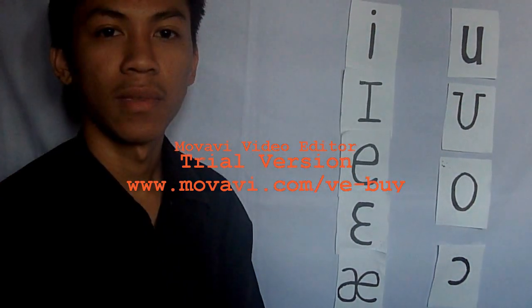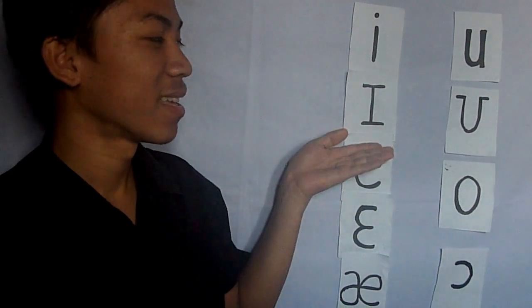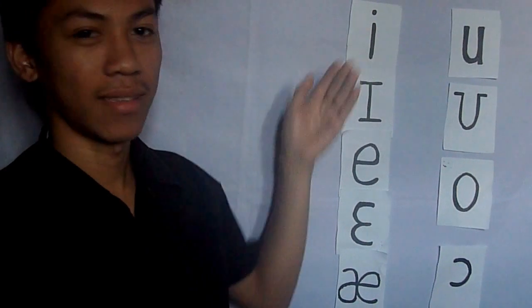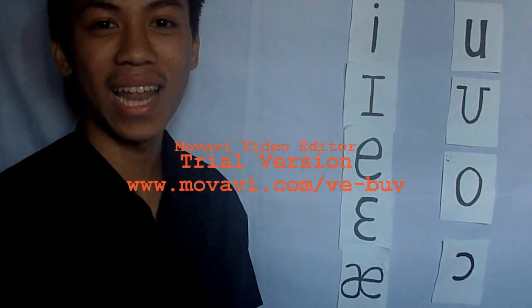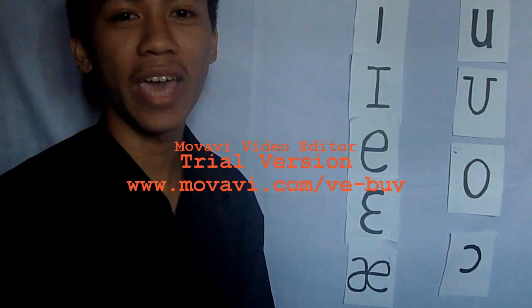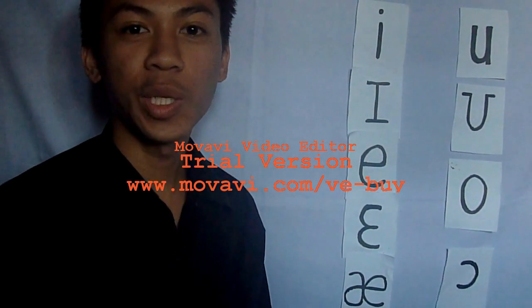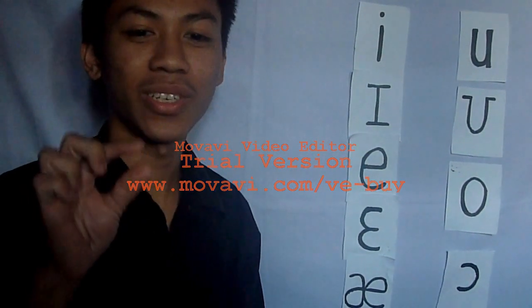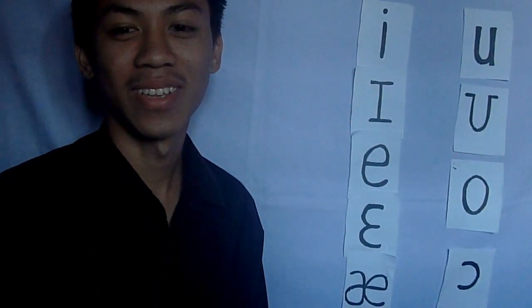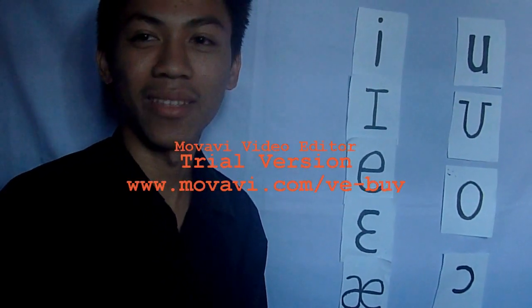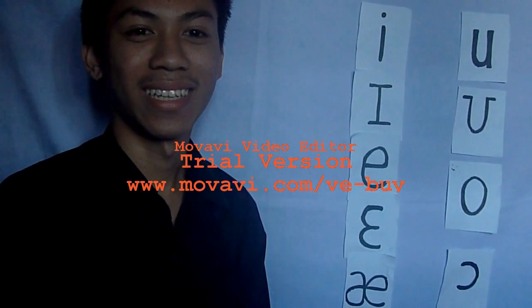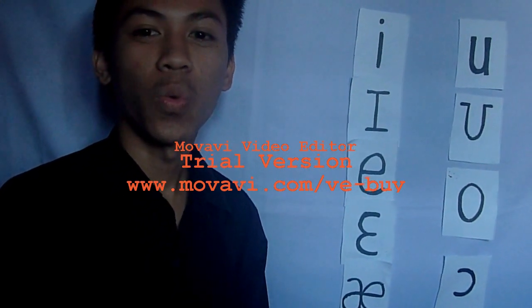Okay. The next one is the I. Unlike E, I is relaxed. This high front relaxed vowel is produced with little tension in the vocal cords or in the vocal organs. The lips are relaxed as you smile and state the word chin. Here are some words which belong to the front vowel I.